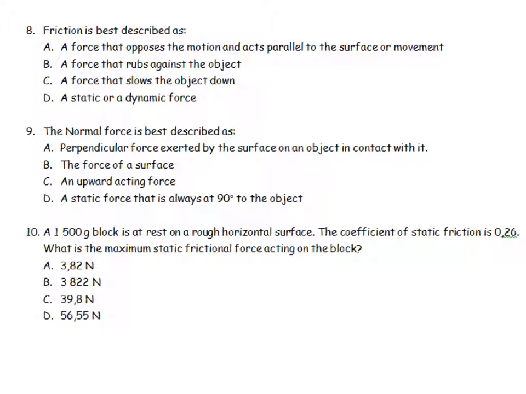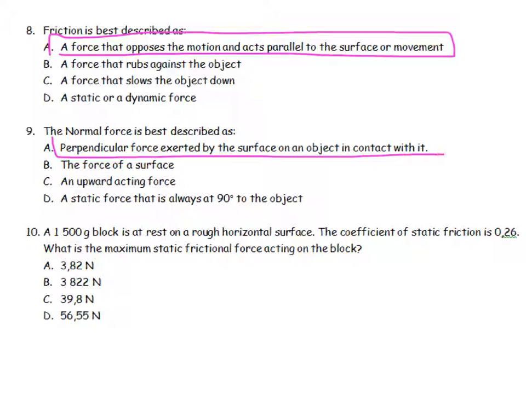Friction is best described as the force that opposes the motion and acts parallel to the surface. That's a definition. A normal force acts perpendicularly from a surface against an object that it is in contact with. Again, it is the definition.